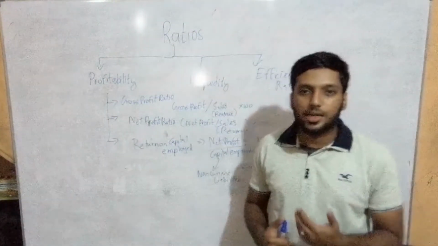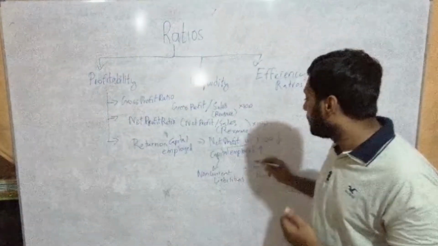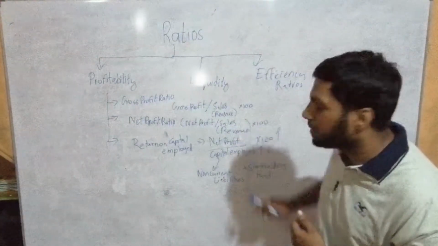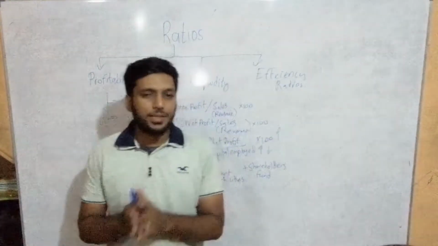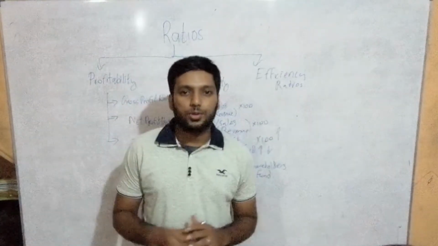So you need to understand that if you really want to increase your return on capital employed, your capital employed should decrease and your net profit should increase. So this is the way you can increase your return on capital employed. So I hope you understood these three basic things of profitability ratios. Let's now look at the liquidity ratios quickly.